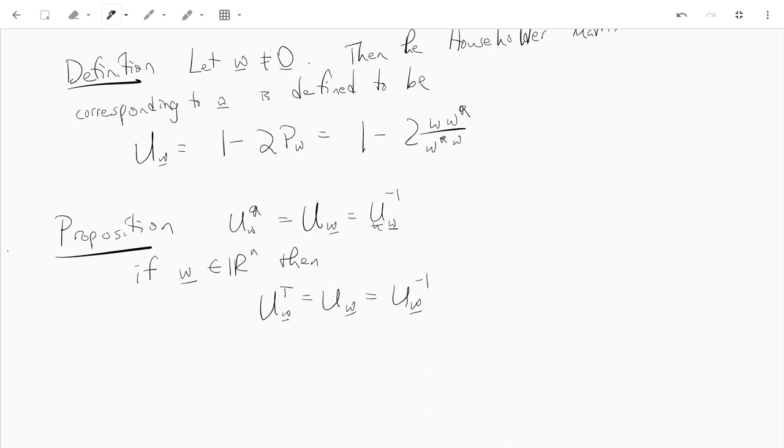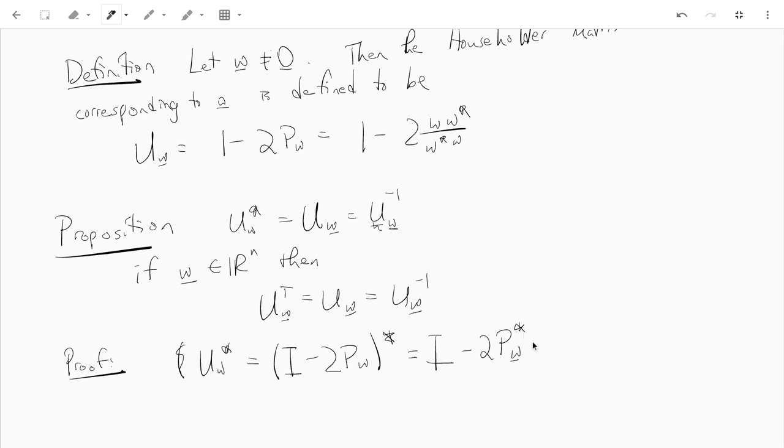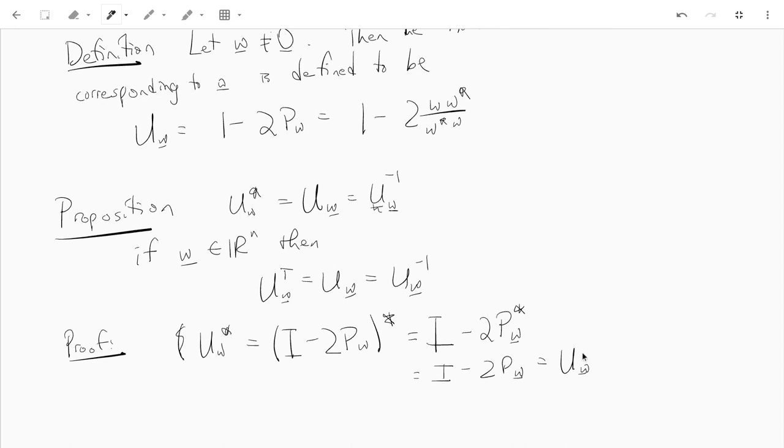And the proof comes from the basic properties of projections. Let's prove it for the unitary version. So look at U_w star, for example. Well, that's just the conjugate transpose of 1 minus 2 times P_w. Well, that's just the conjugate transpose of the identity, which is the identity, minus 2 times P_w star. Okay, but P_w star is just P_w, so that we get U_w. Okay, so U_w star equals U_w.